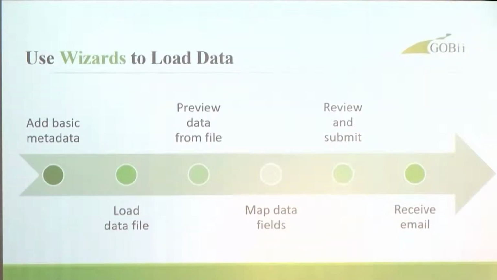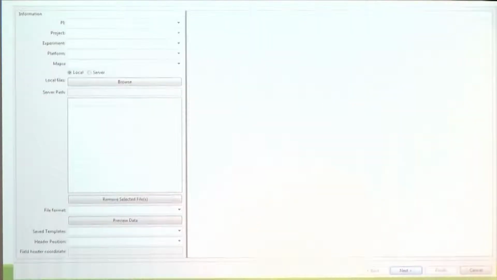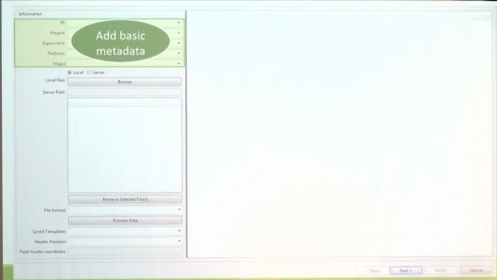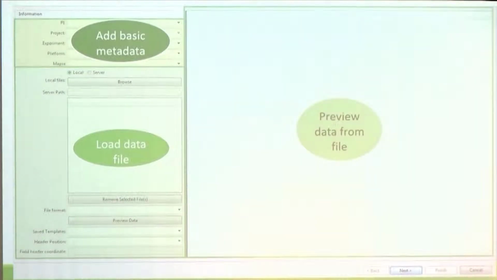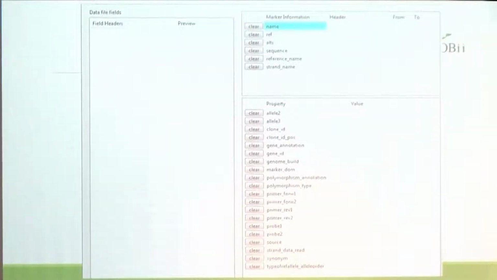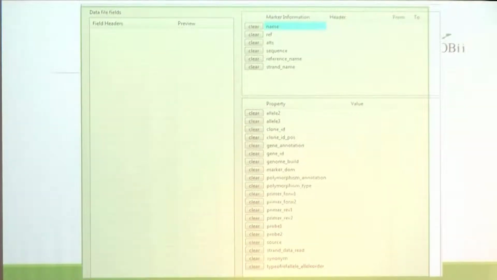The wizards are used to add basic metadata, load the data file, preview data from the file, map data fields, review and submit, and receive an email. These are the sections of the wizards where you add basic metadata, load the data file, and preview data from the file. On this page, we map the data fields.